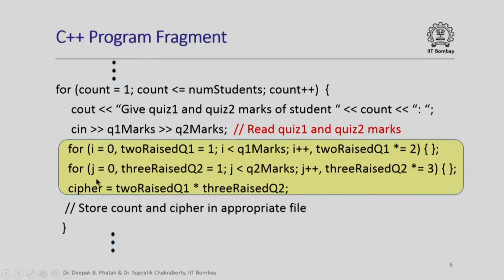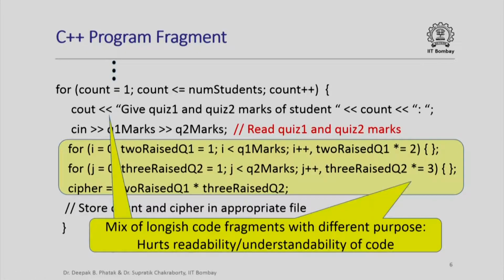So we could put that code in our C++ program fragment, but now we have code here for reading quiz 1 marks, quiz 2 marks, outputting some statement. We have code here which is computing 2 raised to q1, 3 raised to q2, multiplying them up to compute the cipher. So we have basically mixed up longish code fragments with different purpose. Of course, in this case the code fragments are not very long, but in a more realistic scenario each of these code fragments doing IO or doing some cipher calculation could be much longer.